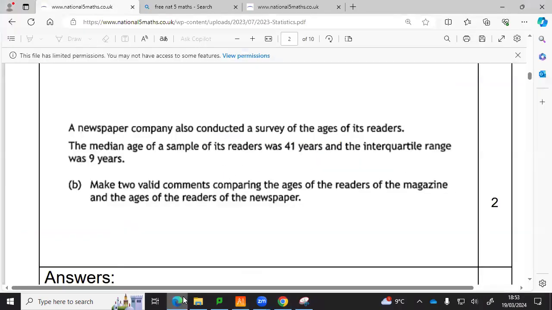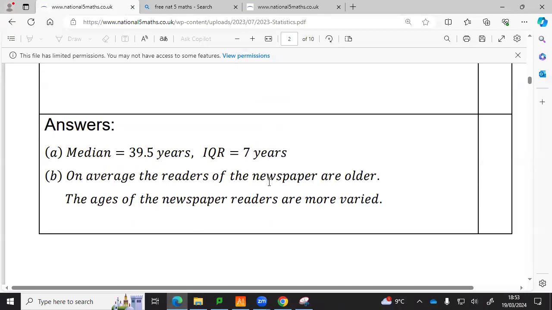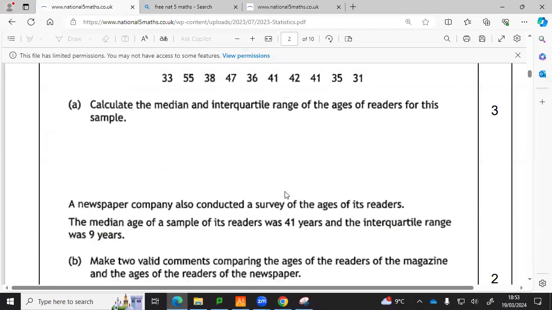In a very roundabout way: on average, the readers are older, and the readers are more varied. So that just mentions one, but that's enough.